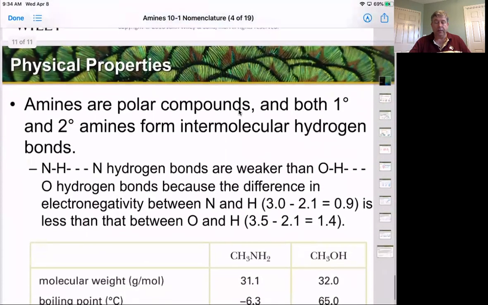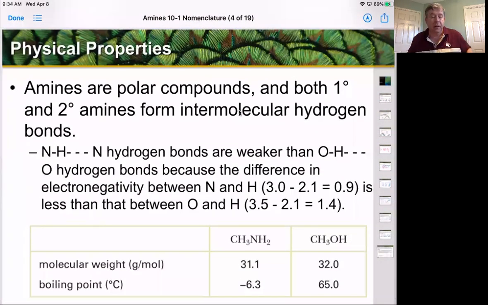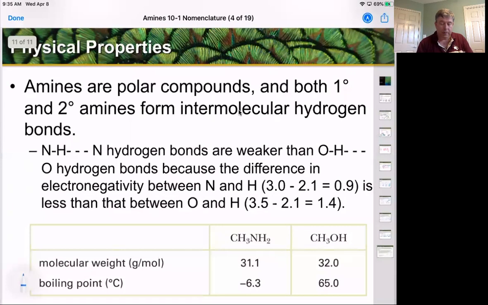Okay, so let's talk about some of the physical properties of amines. First of all, amines are polar compounds. Ammonia itself is polar because we have a lone pair. So we have nitrogen, hydrogen, hydrogen, hydrogen, and we have a lone pair on there. That's making it trigonal pyramidal with that lone pair up there, which makes it a polar compound. So if you have that lone pair intact, you will have a polar compound.